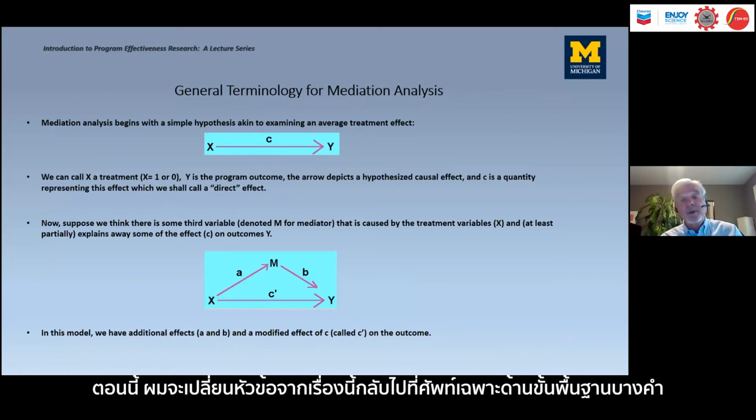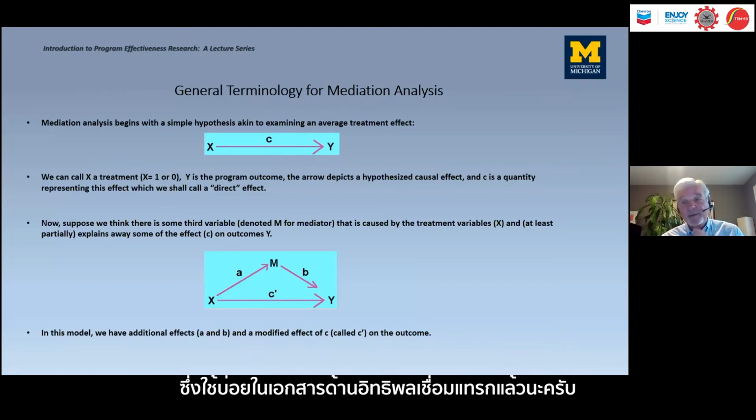Now I'm going to move away from that and go back to some general terminology that's used often in the mediation literature.